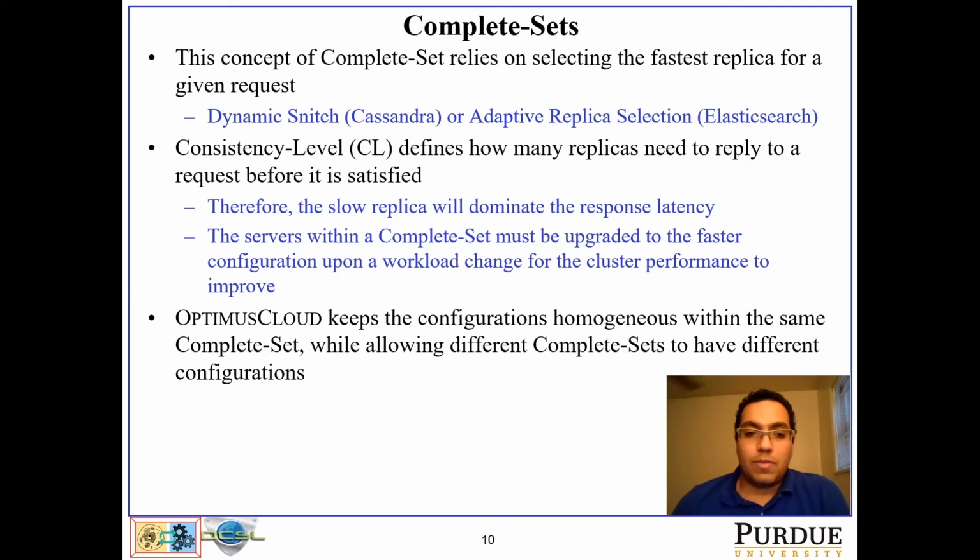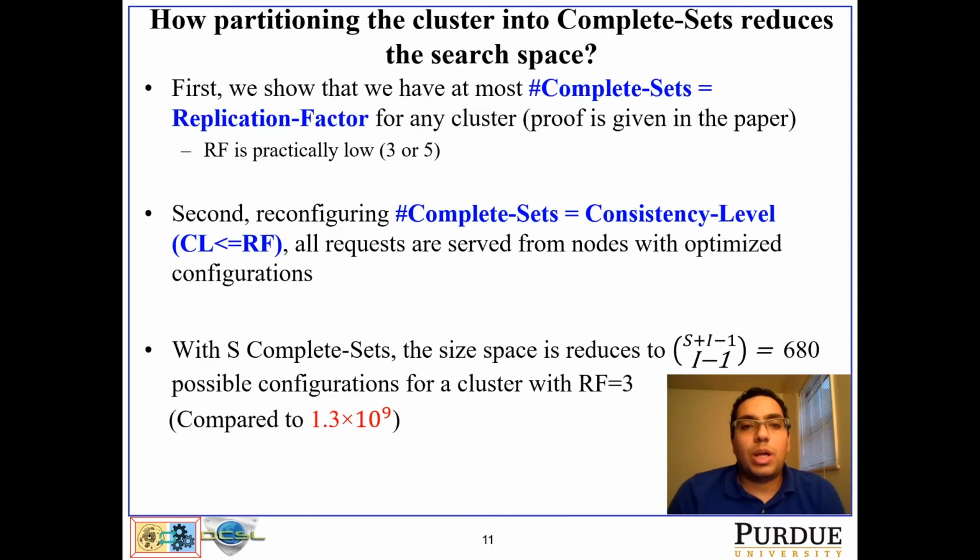The servers within a complete set must be upgraded to the faster configuration upon a workload change for the cluster performance to improve. Accordingly, Optimus Cloud keeps the configurations homogeneous within the same complete set, while allowing different complete sets to have different configurations. Now we show how partitioning the cluster into complete sets reduces the search space.